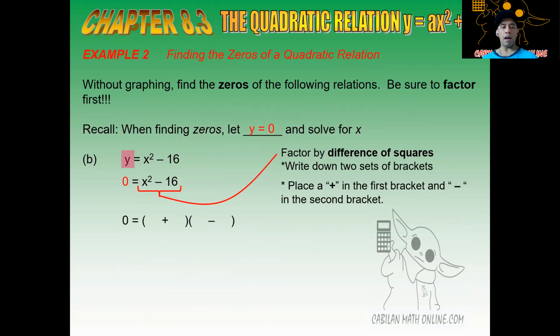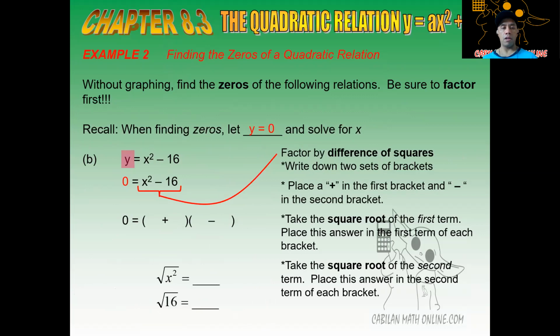And again, the next step, take the square root of each term there. So we take the square root of x squared, which gives us x, goes in the first spot, and the square root of 16, which gives us 4, in the second spot there. And that's pretty much in terms of revisiting how to factor a difference of squares here.